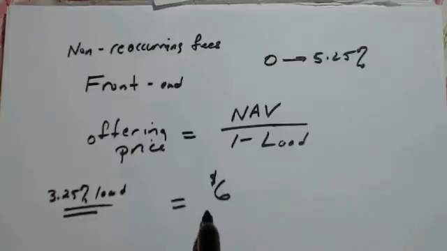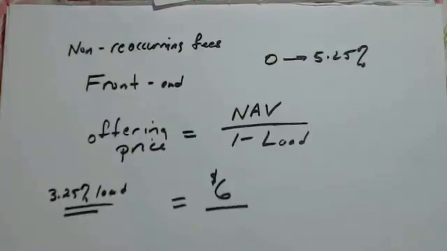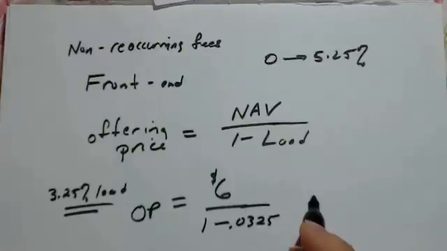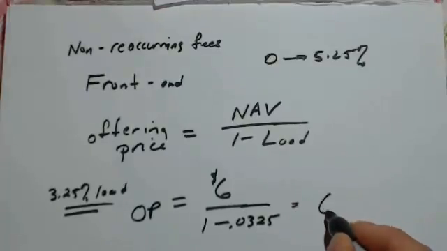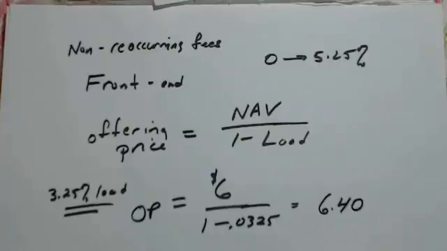Well, here's how you calculate that. So I'm calculating the offering price, the OP, okay, which is $6 divided by 1 minus the 3.25%. And when I do that, I get $6.40.